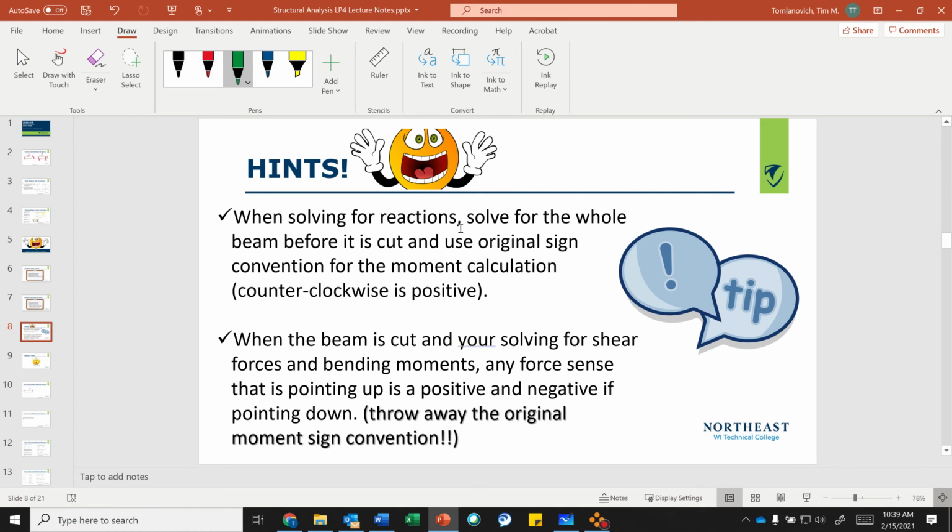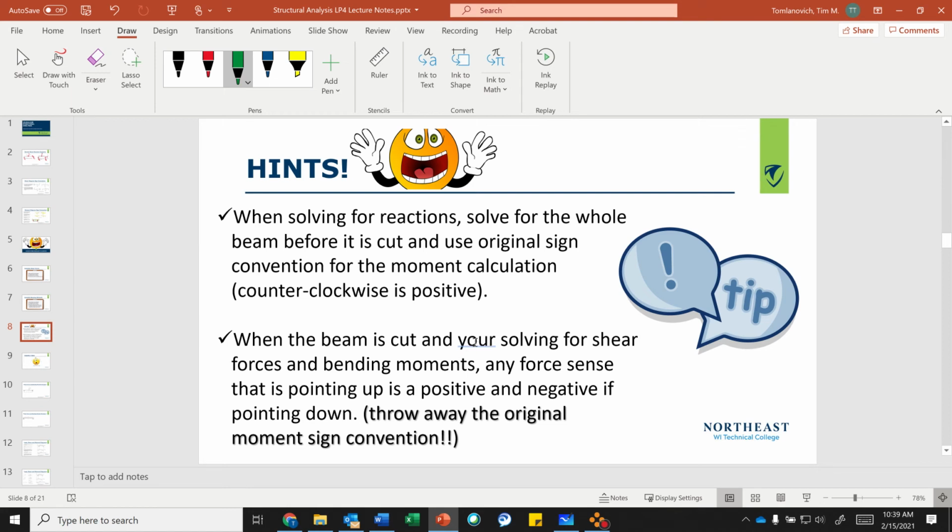When solving for reactions, solve the whole beam before it is cut, and use the original sign convention for moment calculation. Counterclockwise is positive. Remember that? Before we even cut it, we need to solve it for equilibrium. Counterclockwise moment is positive.